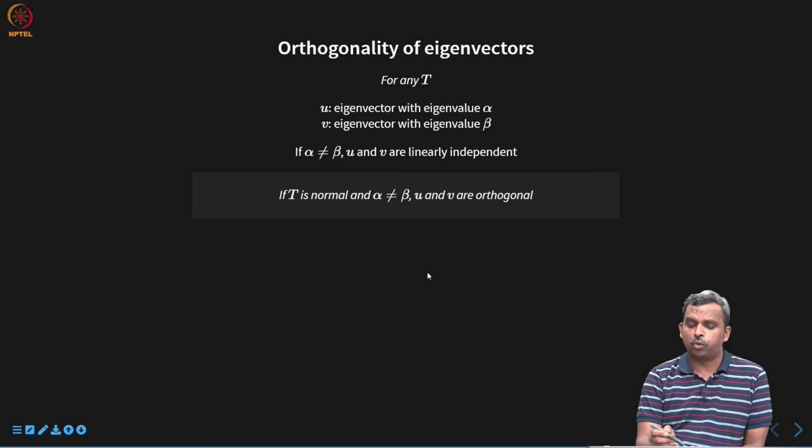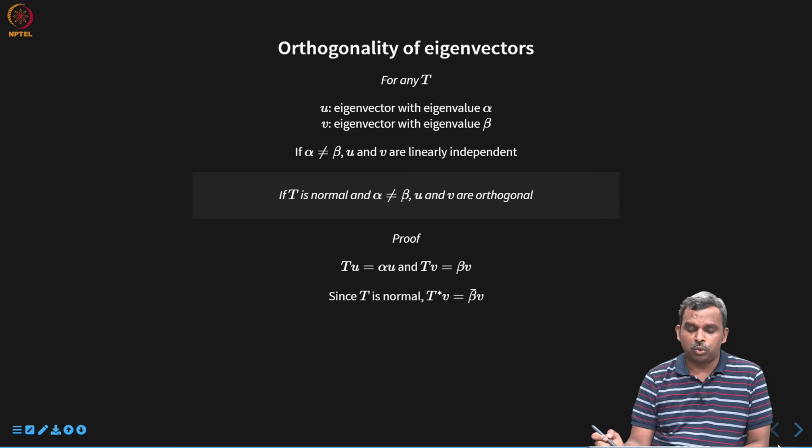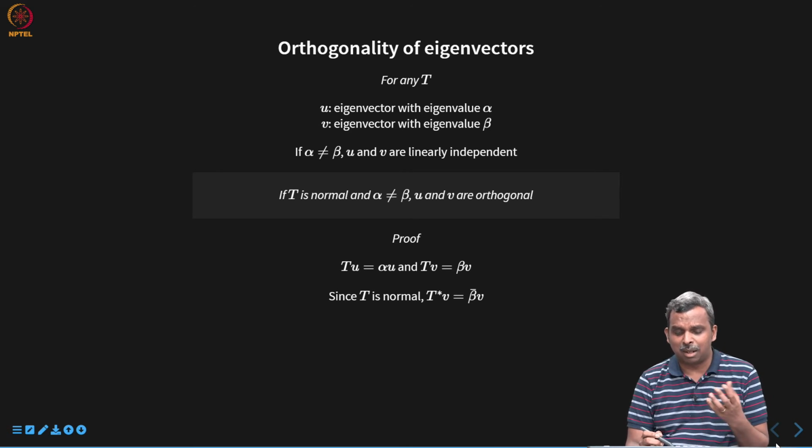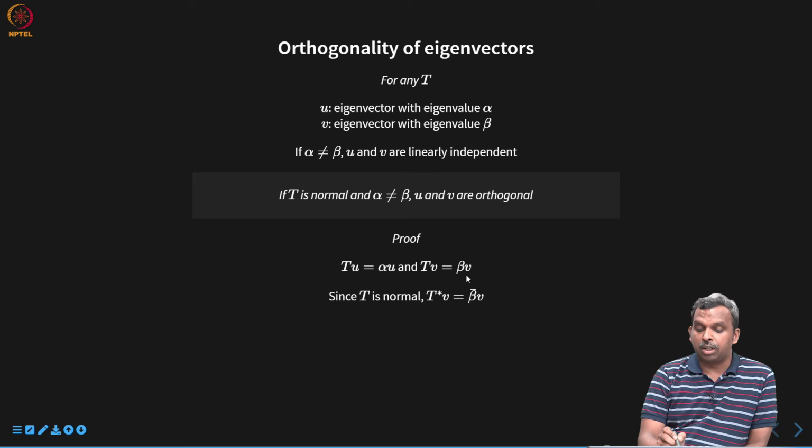Once again, the proofs of all these things are very simple, very elegant and easy to write down. Even the number of lines is very limited. So Tu is alpha u, Tv is beta v. That's what it means to say u is an eigenvector with eigenvalue alpha, and v is an eigenvector with eigenvalue beta.